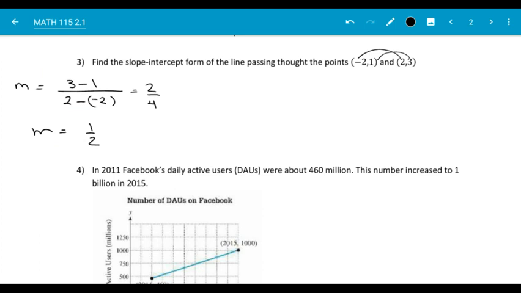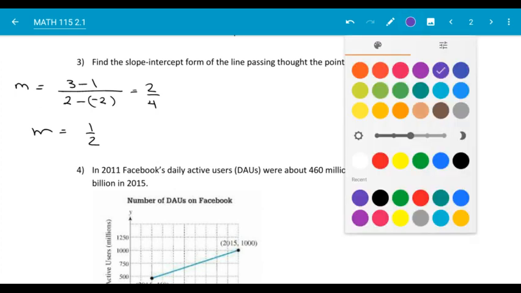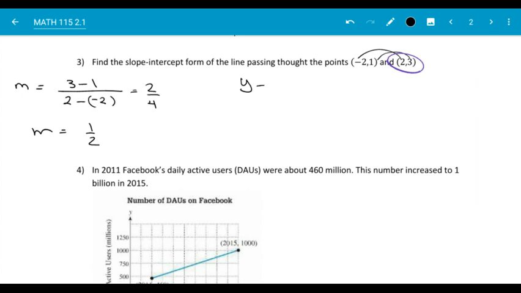Now, again, you can pick either of the 2 points. It doesn't make any difference which one you pick. Let's say I pick this one. So that would say y minus something equals your slope times x minus something. The y value is 3. The x value is 2. The slope is 1/2. Okay, so using the purple circle point, my x value was 2, my y value was 3, and I calculated the slope to be 1/2.